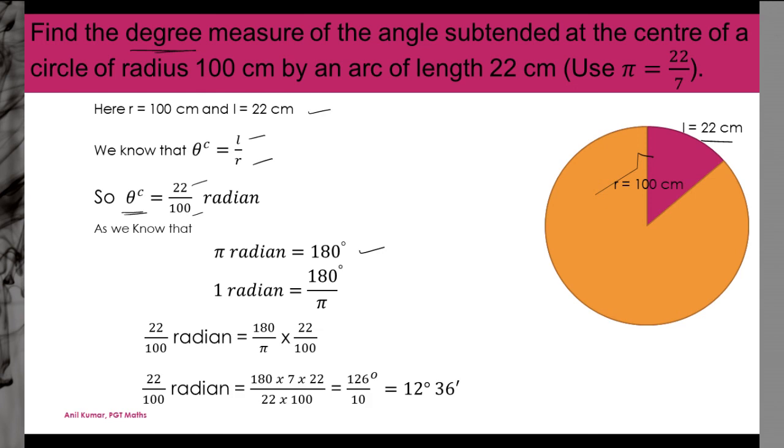Let's put the value of pi. So pi will be 22 by 7, and let's cancel out. 22 and 22 cancelled, 0 and 0 cancelled. So 2 5s are 10, or we can write it like this: 10 if I keep, 18 7s are 126 by 10. So 126 by 10 means 12 degree and 6 by 10 degree. 6 by 10 degree, convert into minutes, multiply by 60. So it will become 36 minutes. So the angle is 12 degree and 36 minutes.